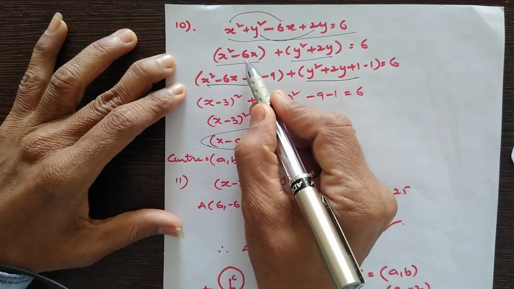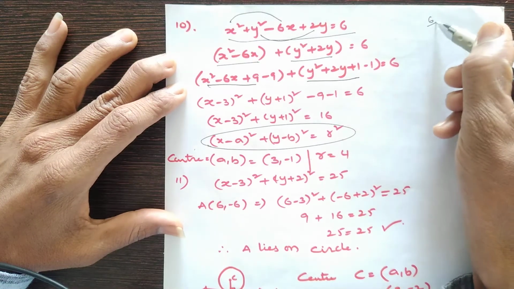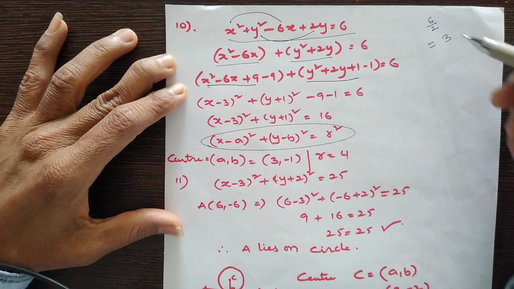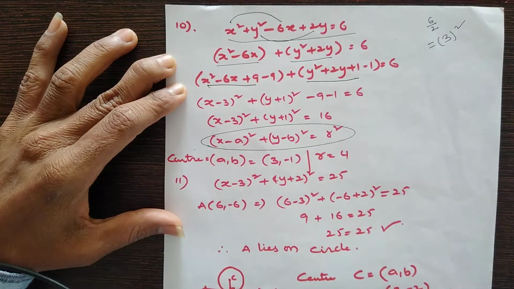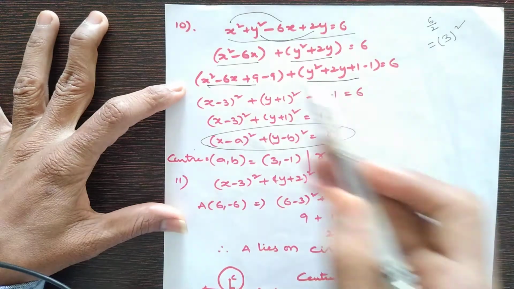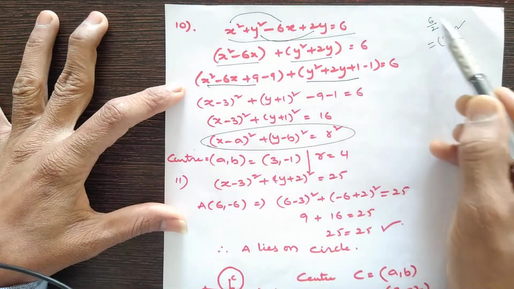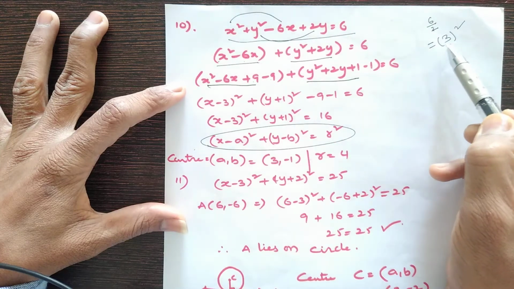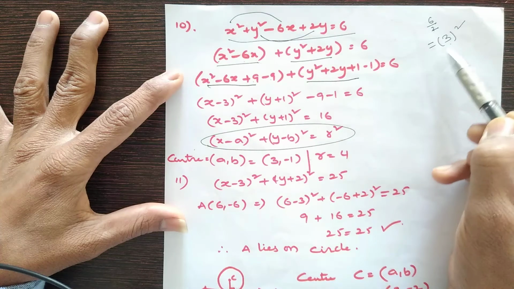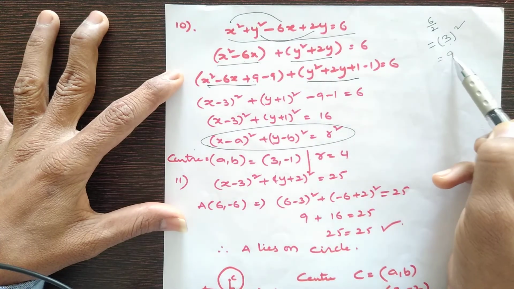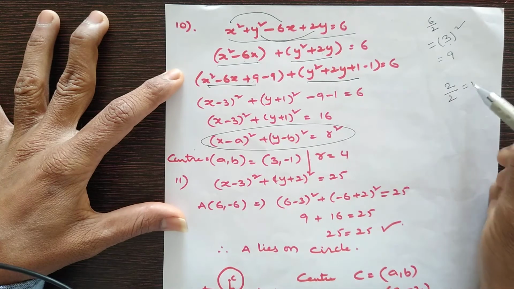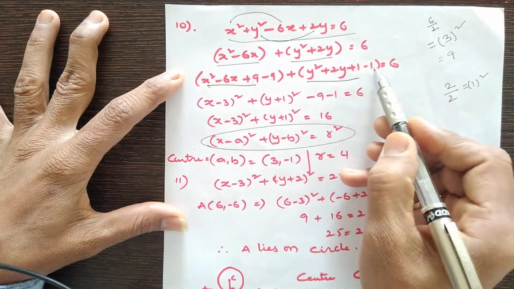Now here, the x coefficient is 6. Divided by 2, what will you get? 3. Whatever number you get, you square it, and that number you should add and subtract. Once again I repeat, your x coefficient is 6. 6 by 2 you get 3, and 3 squared is what you add and subtract. In the same way here also, 2 is there. 2 by 2 is 1. So 1 square will be how much? 1. Plus 1 minus 1.